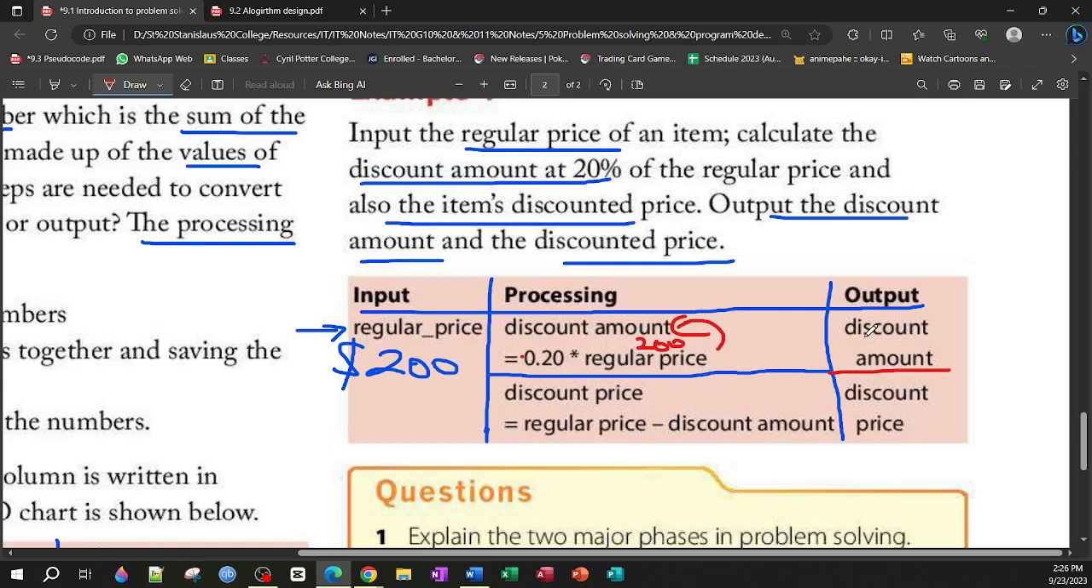The next calculation, once again, on the right hand side of the equal sign, we're going to take the regular price, that 200, and subtract from it the discount amount, which you would have calculated above here. So 20% of 200, whatever that may be, that would be subtracted from the 200 and then stored into discount price. And then we output what is in that discount price here. Are we clear in this one?